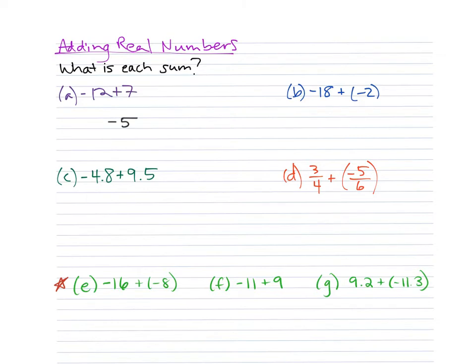So let's see what happens. If you do negative 18, you're going to go left 2 from 18, which is going to be negative 20 on the number line.